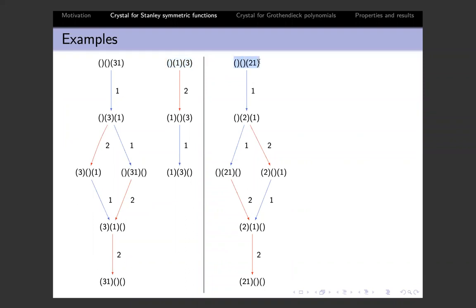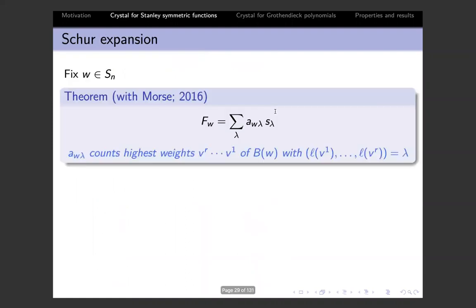Similarly, if you take the permutation given by S2 times S1, it only has one component, and therefore the Stanley symmetric function would be equal to a Schur function. So the general theorem is that the Stanley symmetric functions expand in terms of the Schur functions, and these A_{W,lambda} count exactly the highest weight elements in this crystal that I've just described. So this is a crystal theoretic way of describing these coefficients.